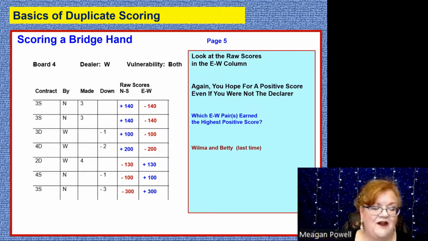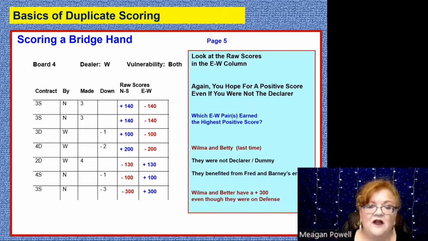I think it's Wilma and Betty on the last line, right? They were declare and dummy. I mean, they were defenders. Fred and Barney were declare and dummy. But Fred and Barney didn't do well, and Betty and Wilma benefited from Fred and Barney's errors, okay? They get 300 plus 300 for just defending.